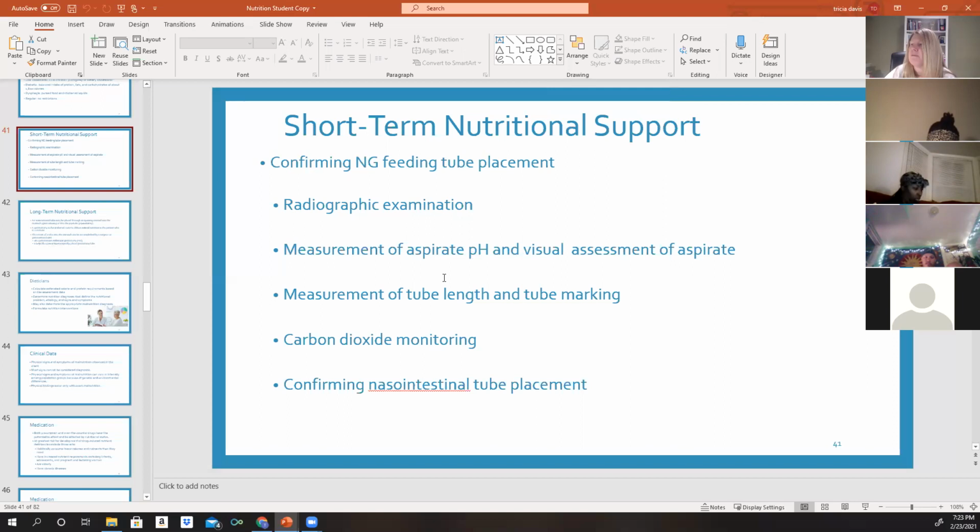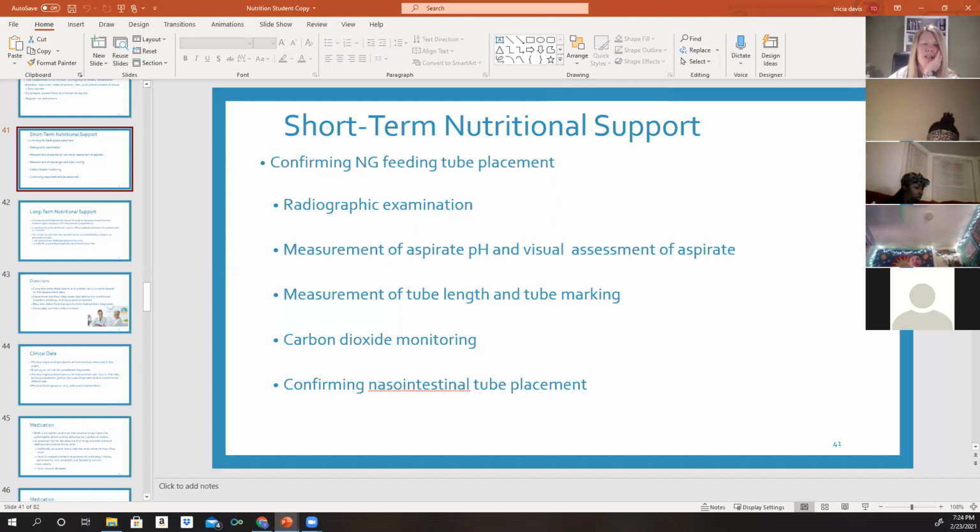So like I said, you're going to measure the tube and the length. We can use this to monitor carbon dioxide. So you're going to want to monitor carbon dioxide, because sometimes that nasogastric tube position can change, or it could dislodge, and it would detect the presence of carbon dioxide if the tube was positioned in the patient's airway. So that's why you would want to monitor their carbon dioxide.